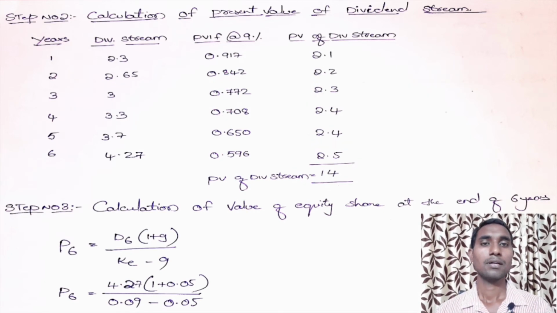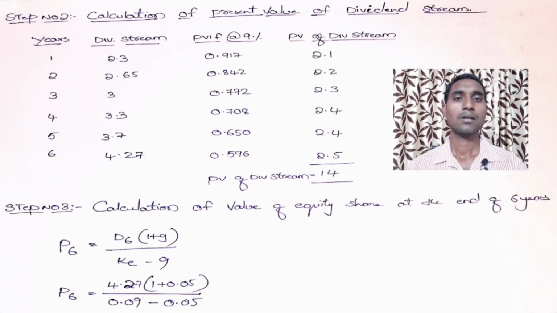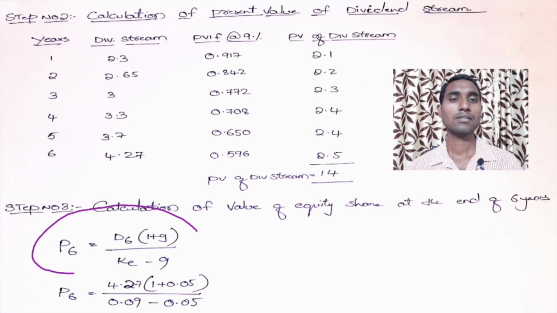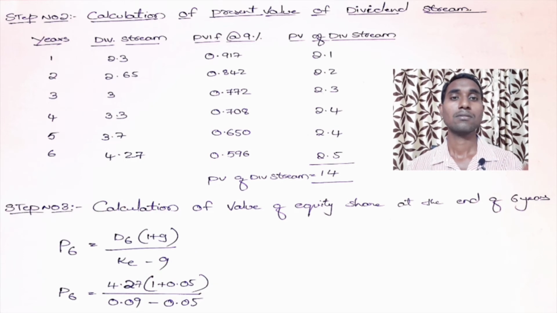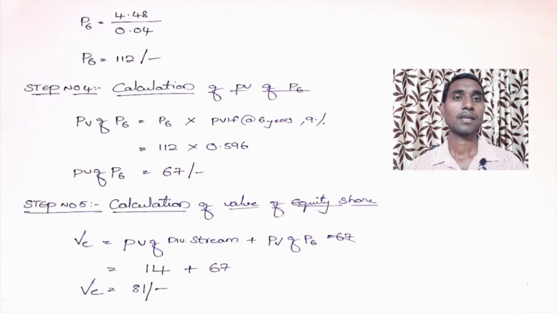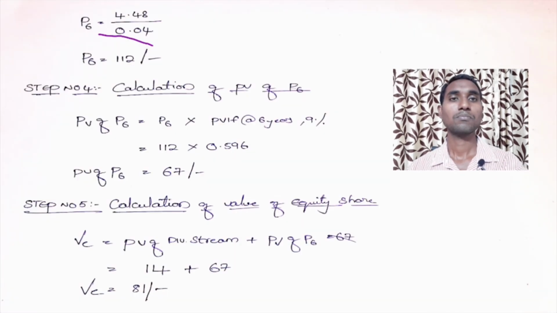Then step number 3 is calculation of the value of the equity share at the end of the 6th year by assuming the constant growth model. This is the formula I have used. D6 is the dividend of the 6th year, 4.27. I have substituted, but be careful. For the first 3 years the dividends were growing at some rate, and for the next 3 years at another rate, but from the 6th year onwards the dividends grow at 5%. So you need to use the third growth rate here, that is 5%. This is how you should be careful. Now next I have found P6 is 112.